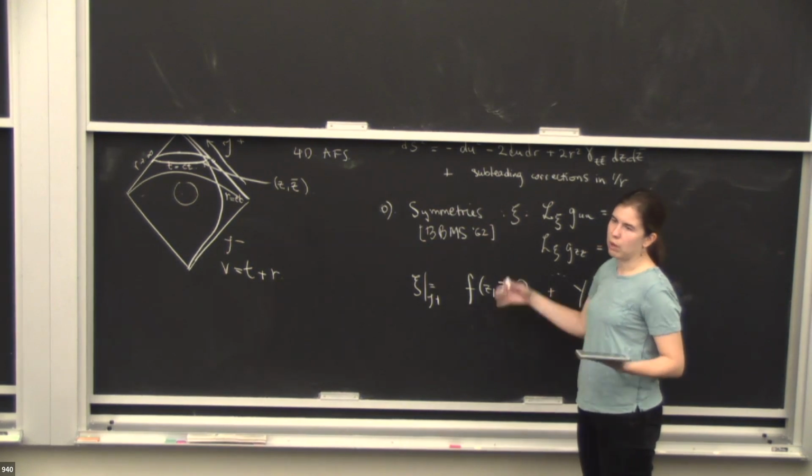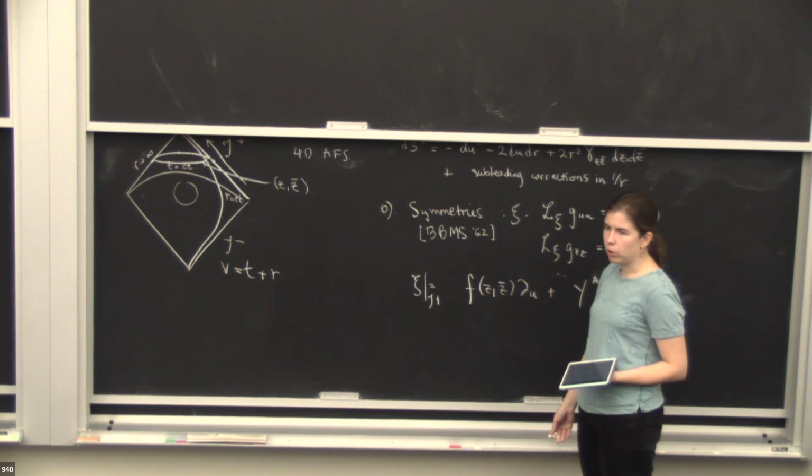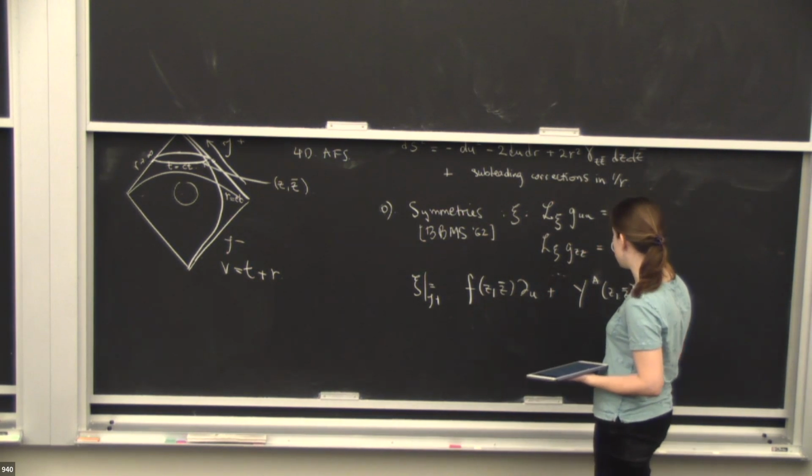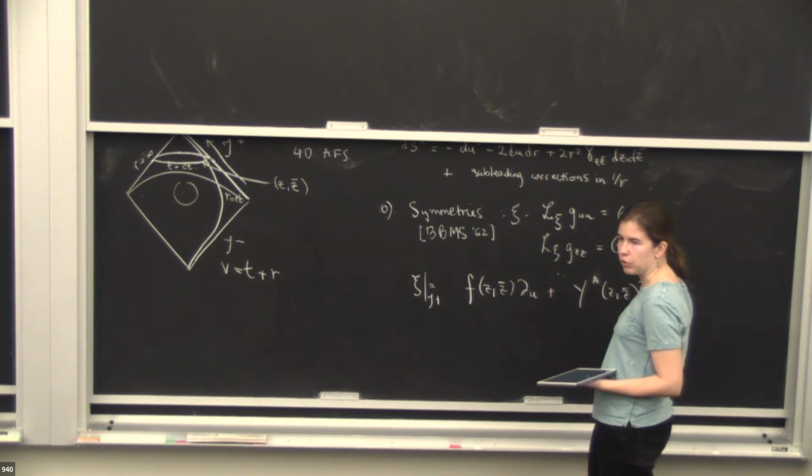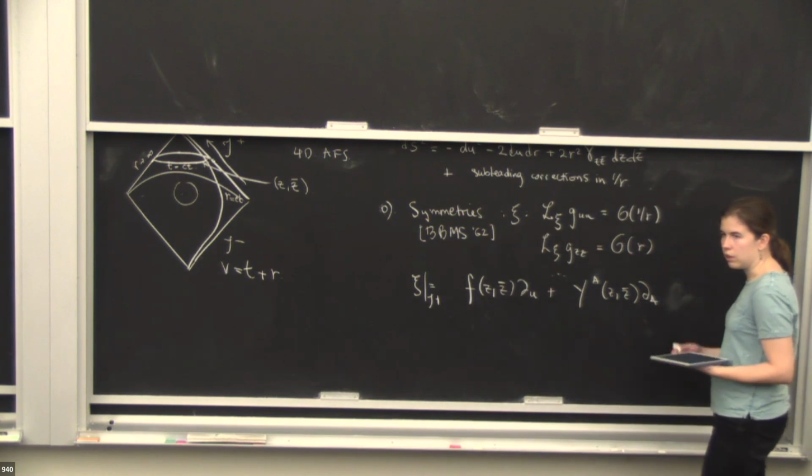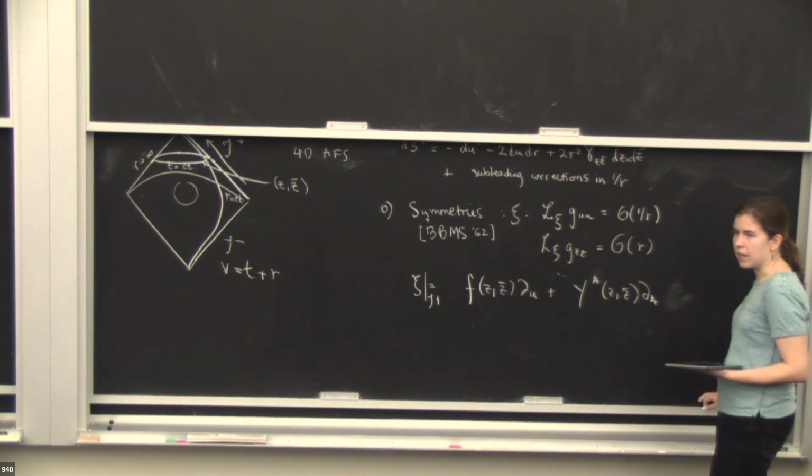I think it's an open problem whether you can continue it all the way to the bulk, but this is supposed to be an exact symmetry, in the sense that if you keep adding 1 over R corrections, this is supposed to continue to be a symmetry. It's an exact symmetry.